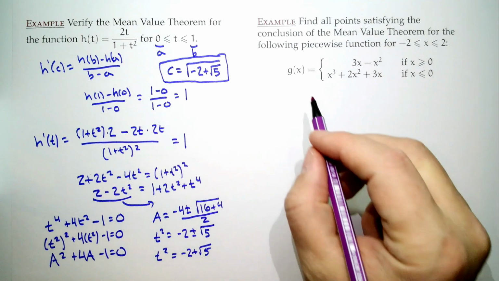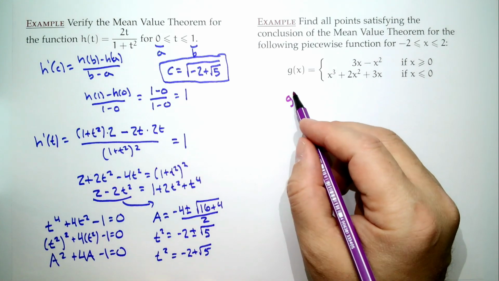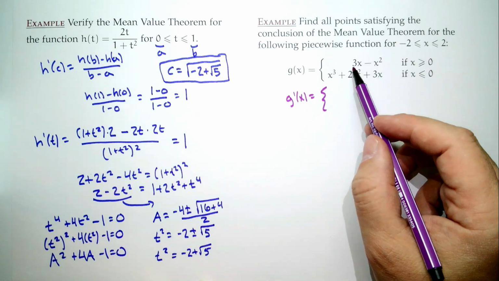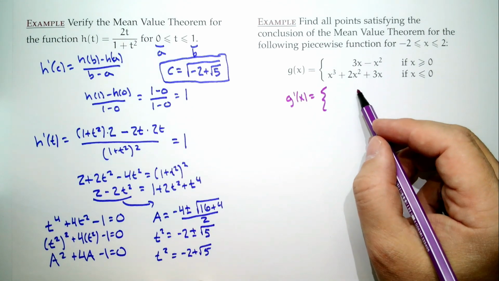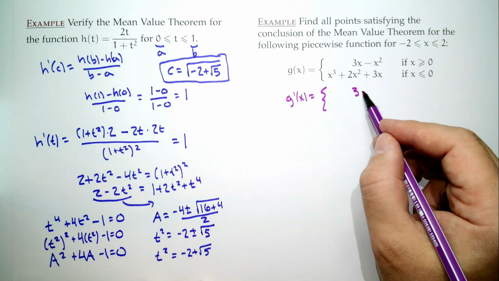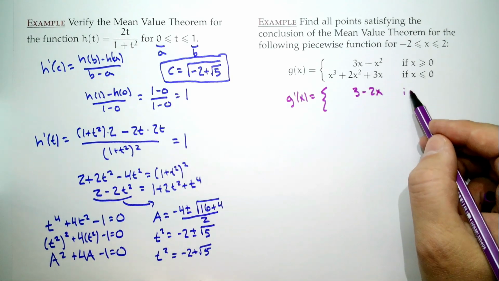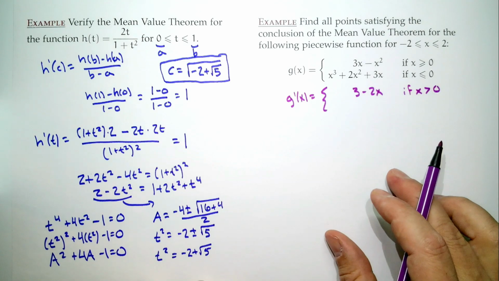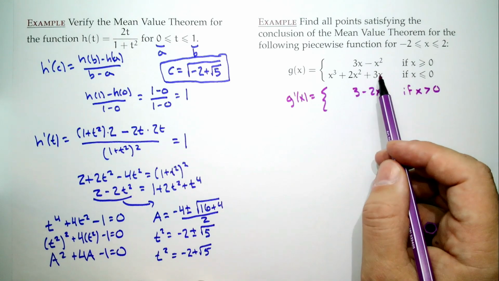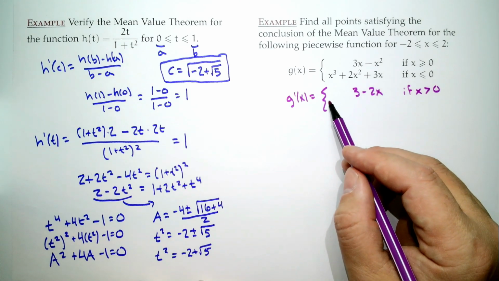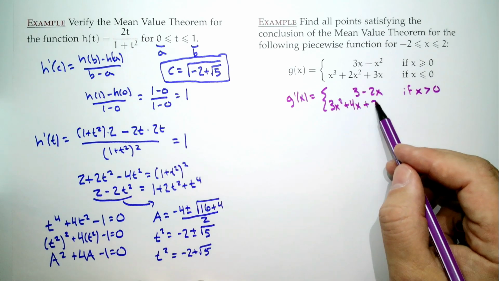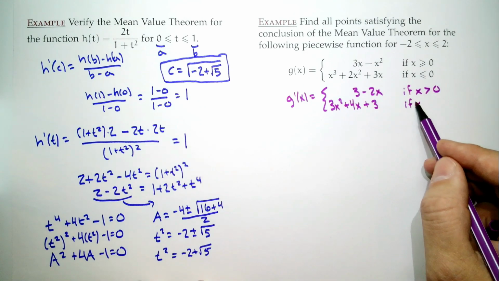So for that, we should take our g prime of x. The nice thing is we can just take the piecewise derivative. The root of 3x minus x squared gives 3 minus 2x, and this is if we're above 0. And we're going to wait before we make a conclusion about 0. Okay. The root of x cubed plus 2x squared plus 3x gives 3x squared plus 4x plus 3. And that's if we're less than 0.